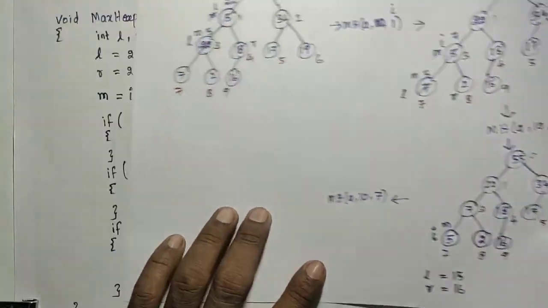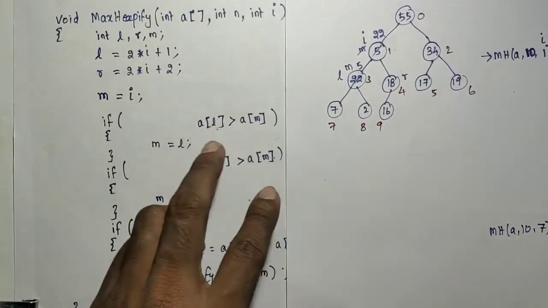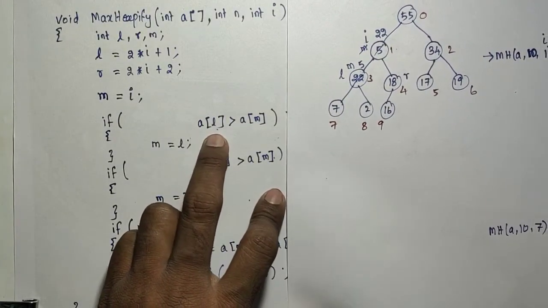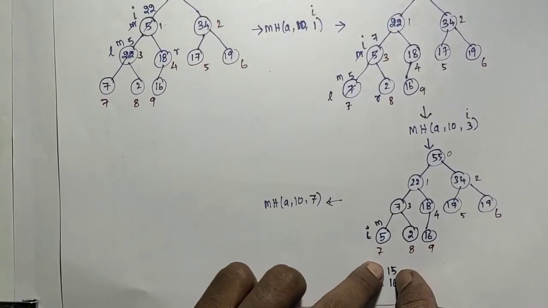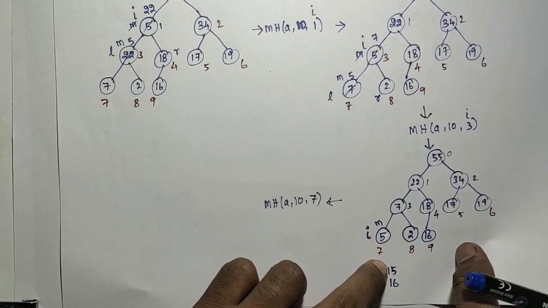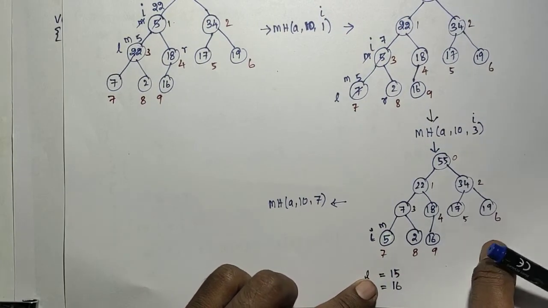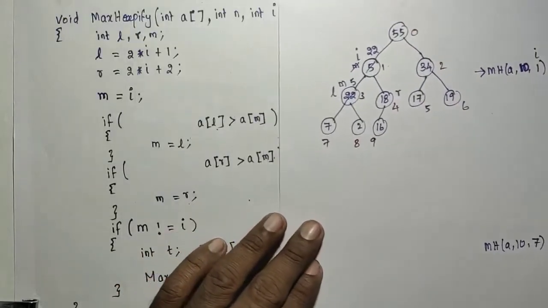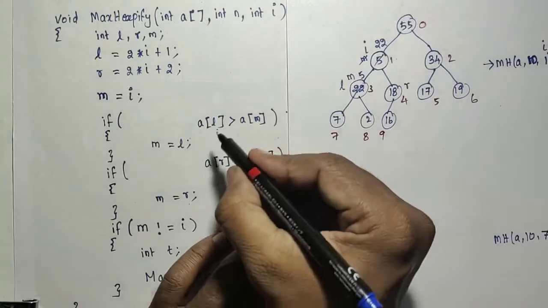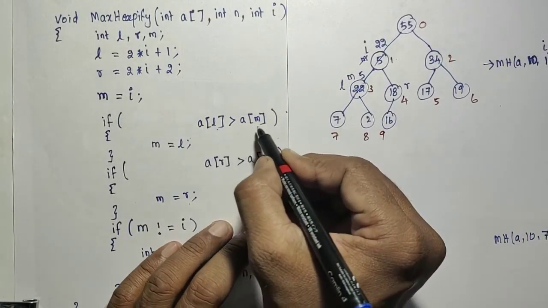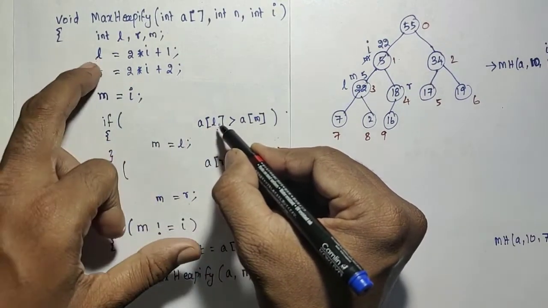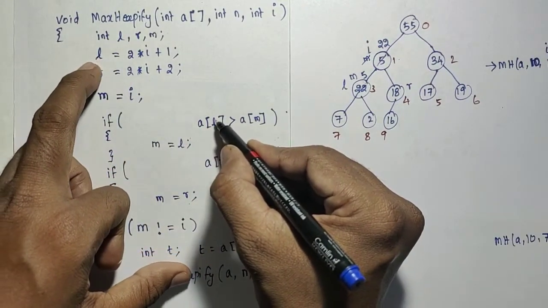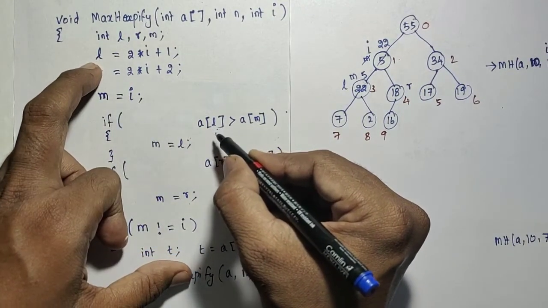So while comparing as per our algorithm, the Lth element of an array A is compared with the mth element, but here the Lth element, the 15th element, is invalid. So the position itself is an invalid position. So what you need to do is, before comparing the Lth element with the mth element, I need to check that L, the left of I, is a valid index or not.